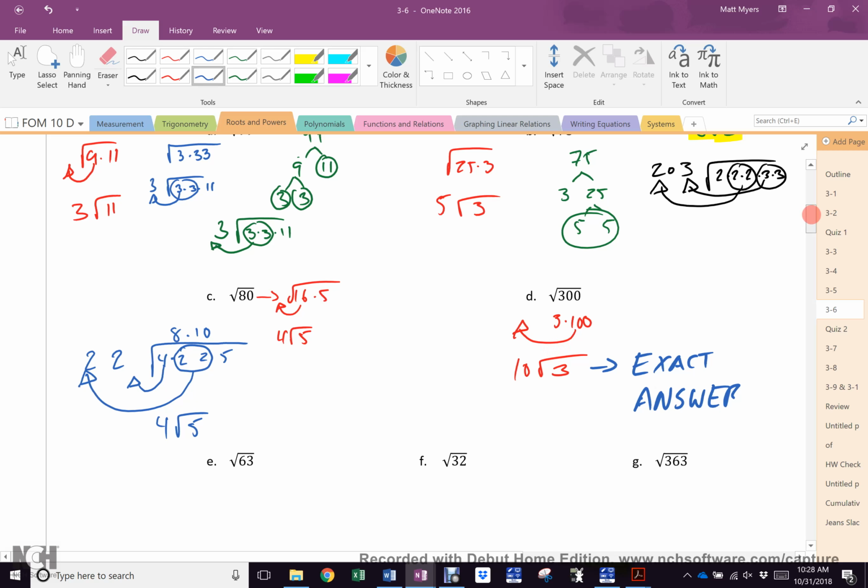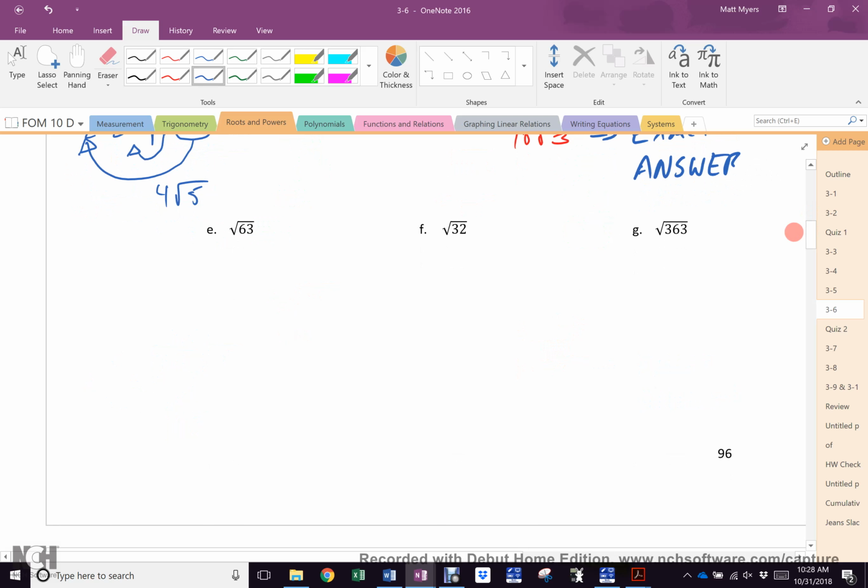Can we try G? Because I don't know what would be. But we're going to get to G in a minute. We're going to do E and F first. Okay. 63, what's the perfect square that goes in? It's 9 times 7, isn't it? What's square root of 9? 3. What did I leave under there? 7.